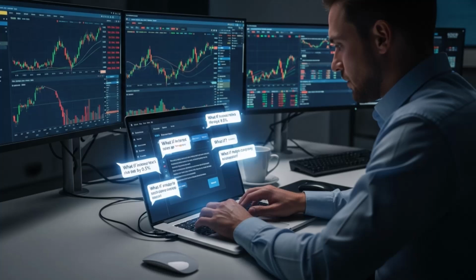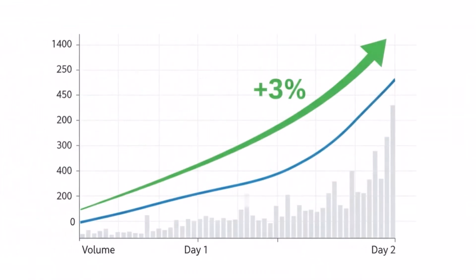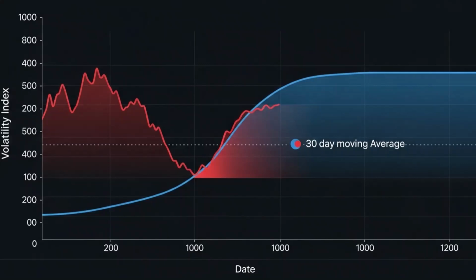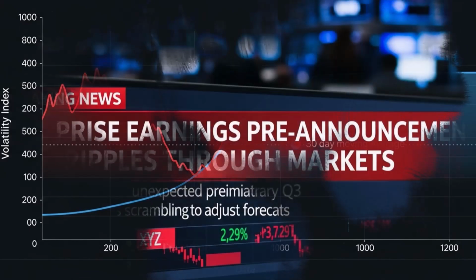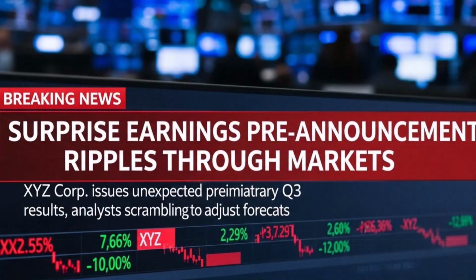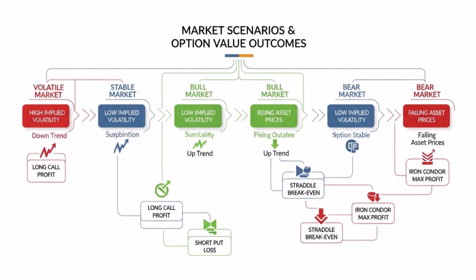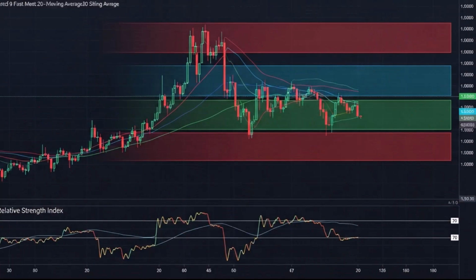With ChatGPT, you can feed it current data, then layer on what-if situations. For example, what if the underlying stock price moves 3% higher in the next 2 days? What if implied volatility reverts to its 30-day average? What if an unexpected earnings pre-announcement drops tomorrow? ChatGPT can walk you through the potential outcomes, giving you a mental map of how each path might affect the option's value. Now, combine that with traditional indicators like RSI, moving averages, or Bollinger Bands.